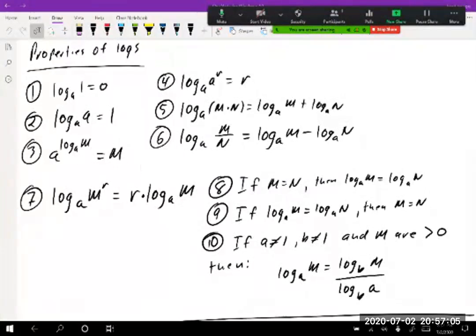Okay, today, guys, we're going to talk about properties of logs. In your book, this will be chapter 5.5. We're almost done with chapter 5. So properties of logs, as you can see, there's a lot of them.